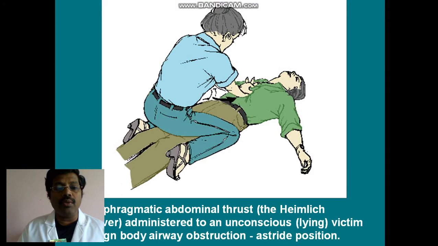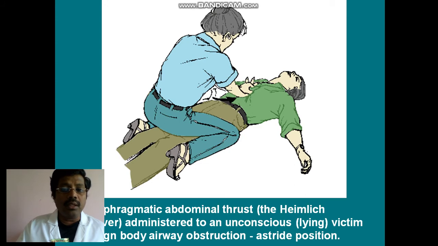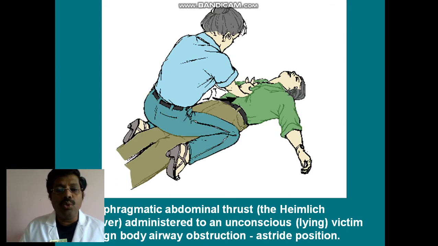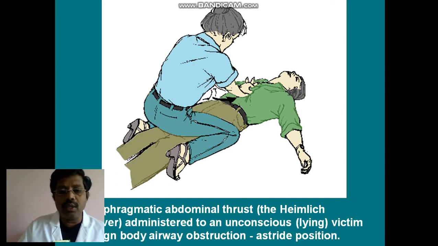This is the way you give the subdiaphragmatic abdominal thrust for a conscious patient or sometimes an unconscious patient. Make the patient lie down in the supine position. Sit on the patient's lap, use both hands on the epigastric region, and give gentle pressure over it. That gives extra pressure to the lungs, and the foreign body comes out through the oral cavity. This is also called the Heimlich maneuver.